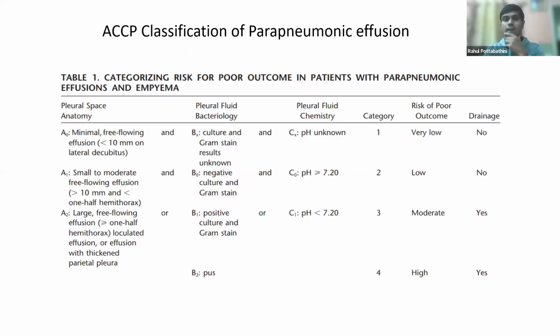This other algorithm I got from the American College of Chest Physicians, where again the same principle applies. They categorize based on anatomy, whether it's free fluid, small to moderate, or large, and the presence of bacteria or not, with bacterial culture, gram stain and pleural fluid chemistry. They categorize based on status: very low or low risk, moderate risk, and high risk. Patients with moderate and high risk really require antibiotic therapy with chest tube placement.